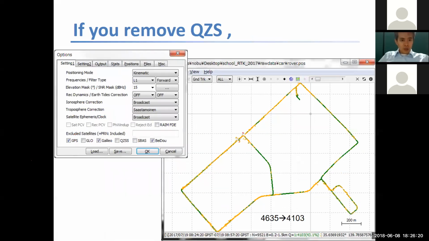Next, we removed QZSS, because we wanted to see the performance of QZSS in GPS plus BeiDou plus QZSS. So we removed QZSS satellites from these solutions. 500 epochs were lost, because during this period QZSS was at 80 degrees elevation. So even a single satellite makes a big contribution in this kind of normal urban area RTK.